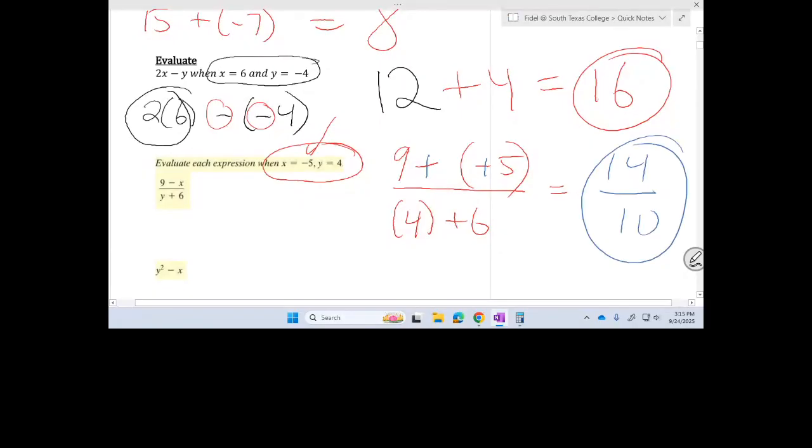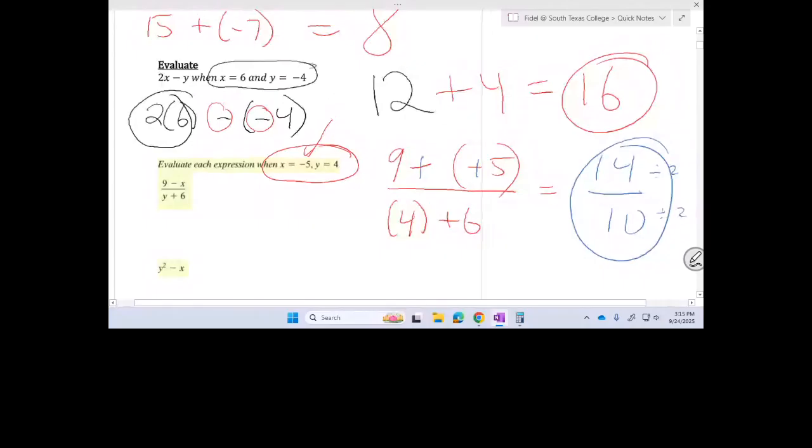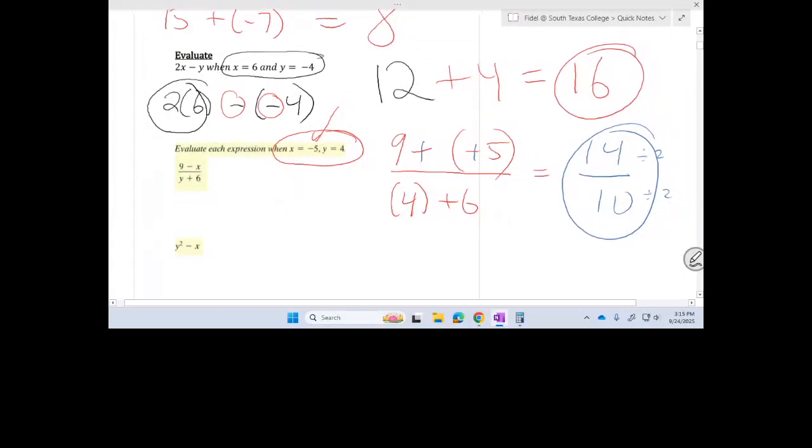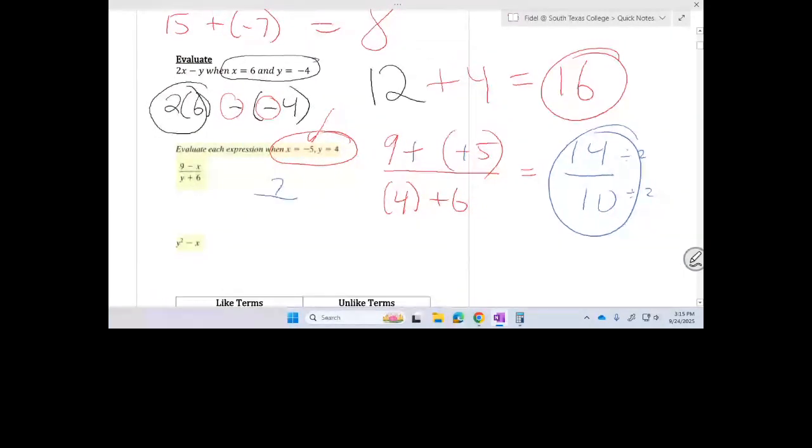Let me ask you guys a question. Do you think we can reduce that fraction? Yeah, we can divide them at least both by 2. So let's divide them by 2. Okay, what's half of 14? Anyone know? 7, good. Half of 10? 5, right? So we reduce it, y'all, dividing them both by 2, and we get 7/5. Y'all, it's okay to leave it as 7/5, right?